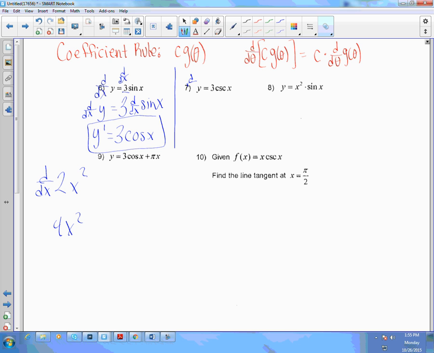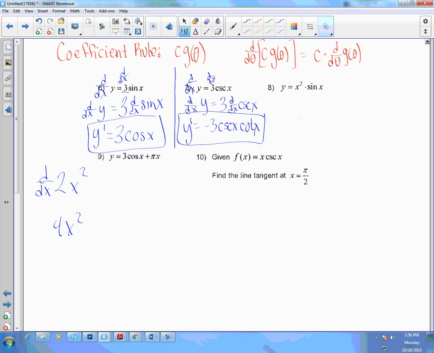Number 7. If I do d dx, I need x, because my function doesn't have a theta, it has a cosecant x. I'm going to take the derivative of both sides. So I have to do both sides. d dx of y equals 3, pop the coefficient in front, of d dx of cosecant x. Now, what are we going to have on the left side? Good. What about the right side? Good.